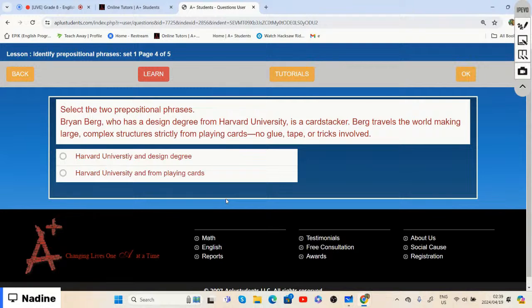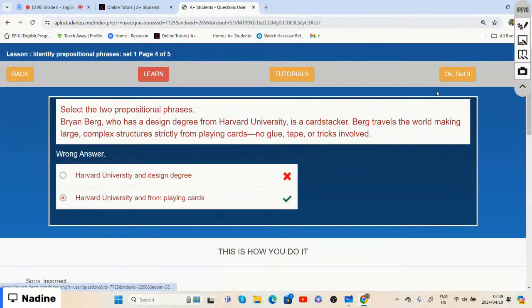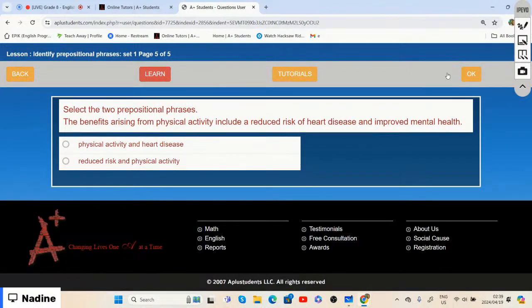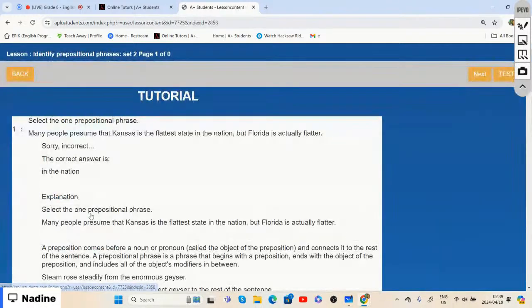So we need to select the prepositional phrase. All right. And if we select our prepositional phrase, especially that second one, from playing cards, but Harvard University and from playing cards, right? So we're going to identify also prepositional phrases in the second set, right?